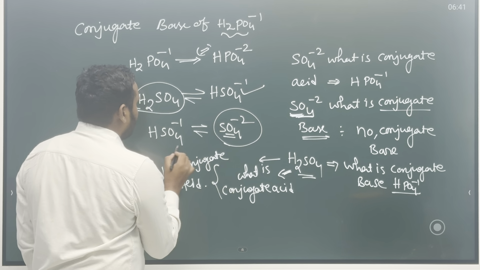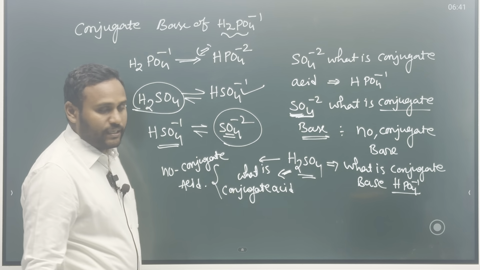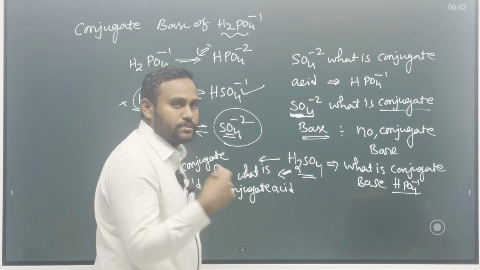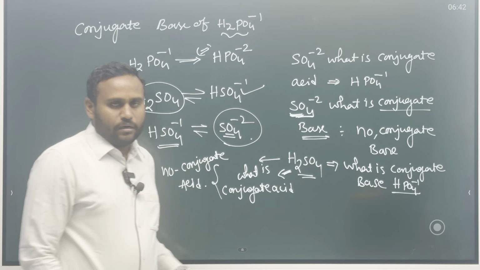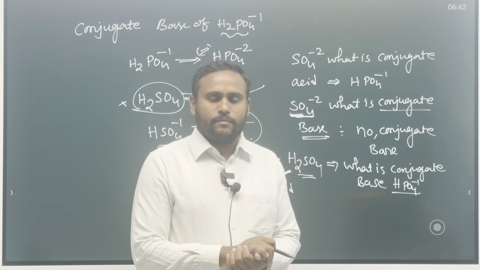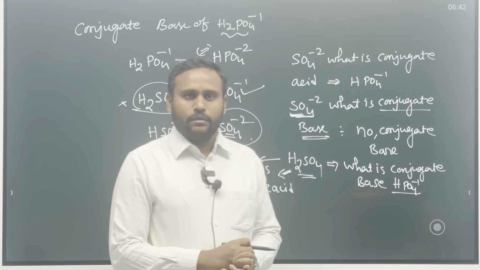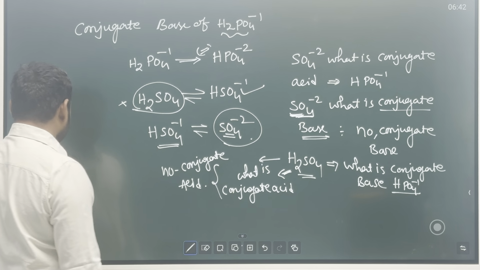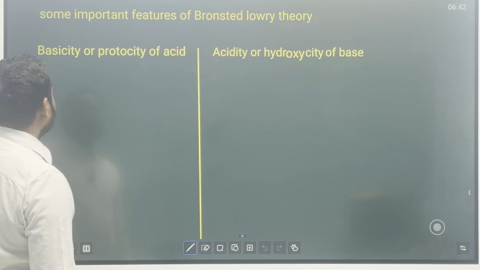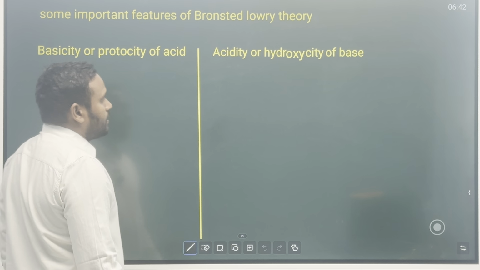SO4 minus 2 has only a conjugate acid, but there is no conjugate base for this. So these are the important type of questions. Frequently this type of questions they will ask in the JEE Mains. Okay. Next, let us see some important features of Bronsted-Lowry theory.